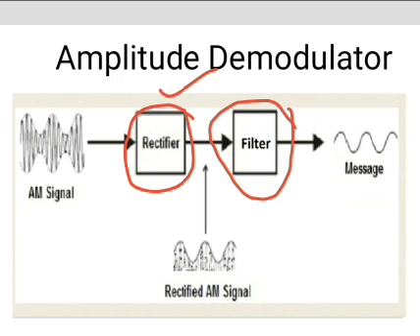First one, rectifier. In this process, either the positive or negative half cycle of the modulated wave is rectified. Next, filter. In this filter block, the radio frequency component from the modulated wave is removed. Thus, the leftover signal is the information signal. That means we can say the message signal.